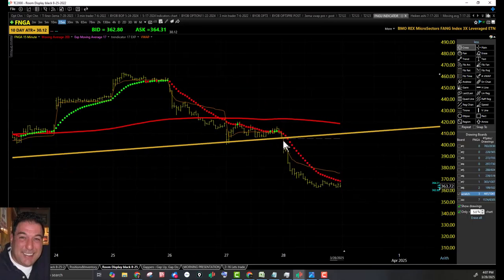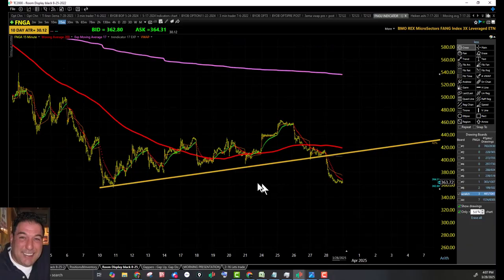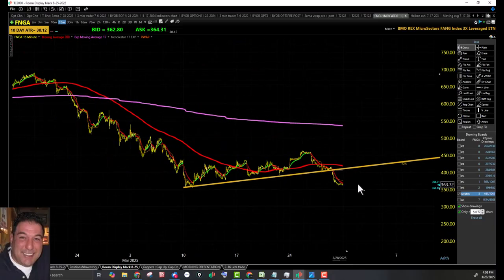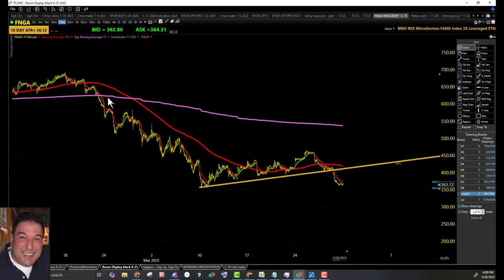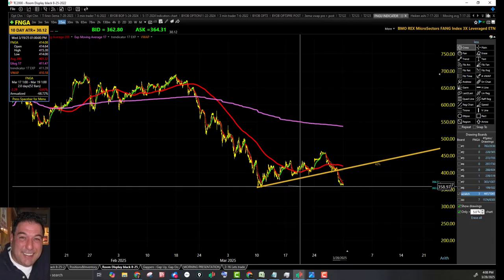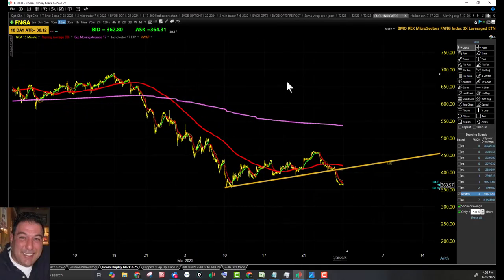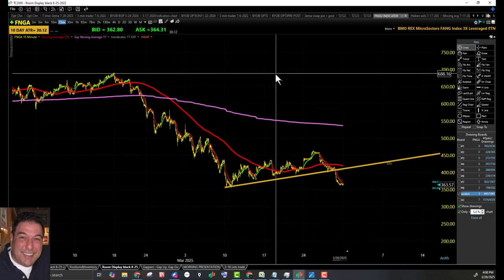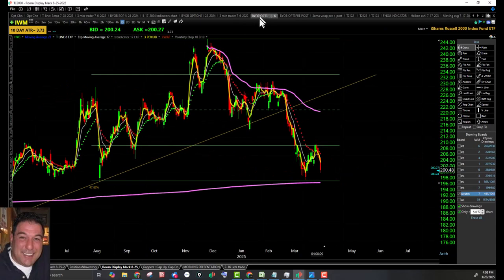All right, price action red from the beginning to the end. Underneath the uptrend line, underneath the 200 SMA, underneath all-time high anchored VWAP, that's the pink line, down here testing the lows right here. So that's bearish. All right, FNGA. Let's take a look at a few sectors.